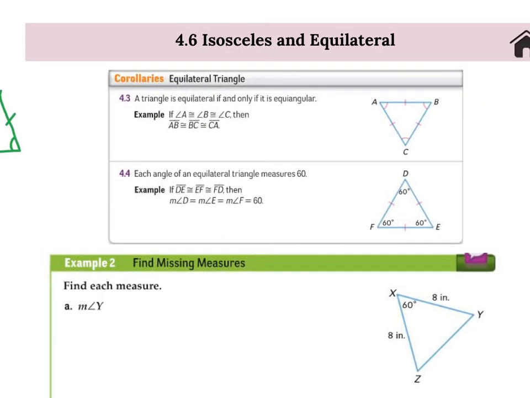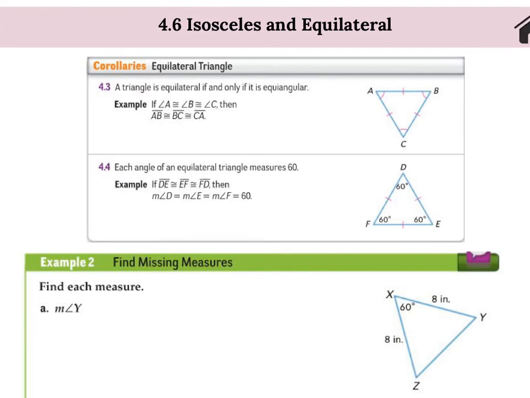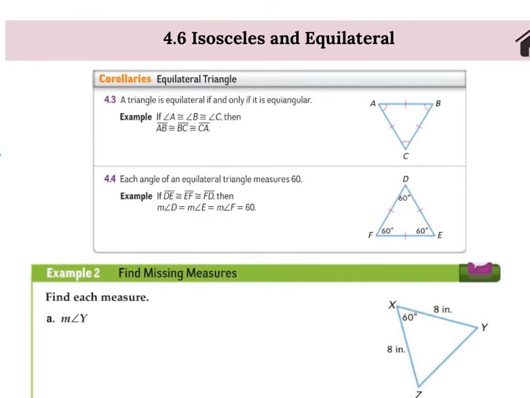Today we're going to talk about equilateral triangles, okay? You might remember at the beginning of the unit we talked about equilateral. It means equal sides. So according to our equilateral triangle corollaries, a triangle is equilateral if and only if it is equiangular. We want to think about what these words mean. Equilateral, we have equal sides, and equiangular, equal angles.